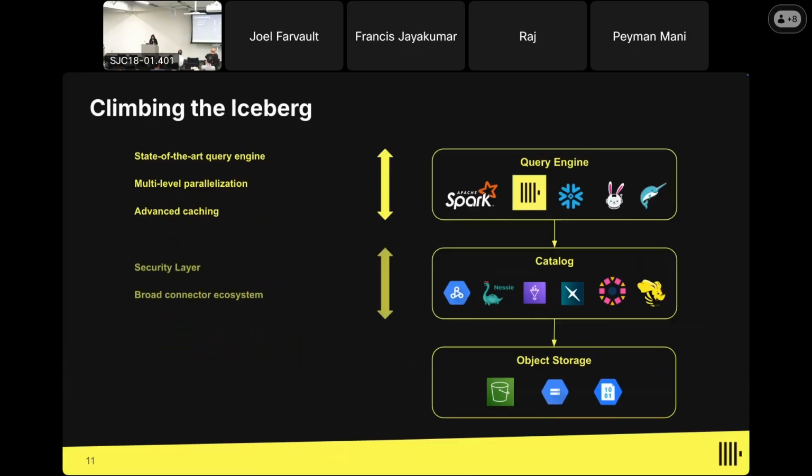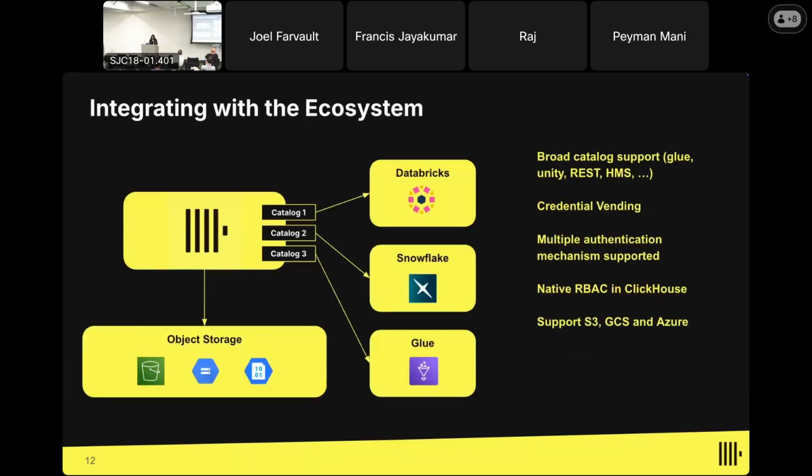And with that, getting to the catalog layer, this is where security and the connectivity comes into play. So really, as of now, we've integrated with Unity, Polaris, and Glue. This is, again, taking the lead from our community, seeing where the demand is. So this was top of mind for the majority of the users. So that's where we invested our efforts. And we also support REST, credential vending, the native RBAC.